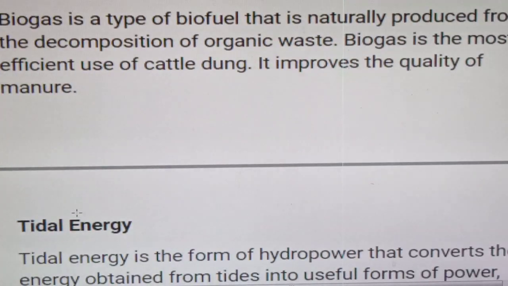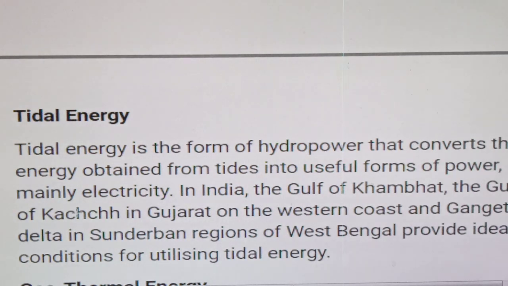Next thing is tidal energy. The energy that we are getting from the tides is known as tidal energy. Tides are in the sea. Tidal energy is a form of hydropower, that converts the energy obtained from tides into useful forms of power, mainly electricity. At the coastal area, turbines are installed, and when high tides come, the pressure is put on the turbine, then that turbine rotates, it is attached to the generator, and it creates electricity.